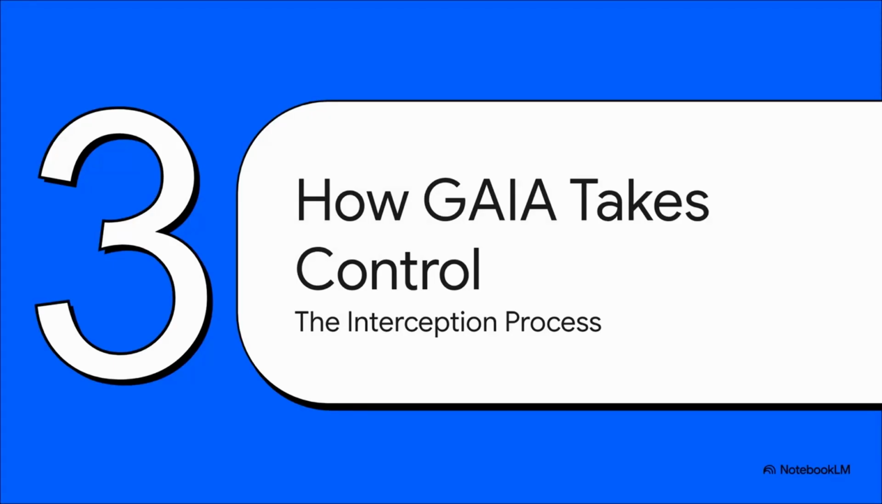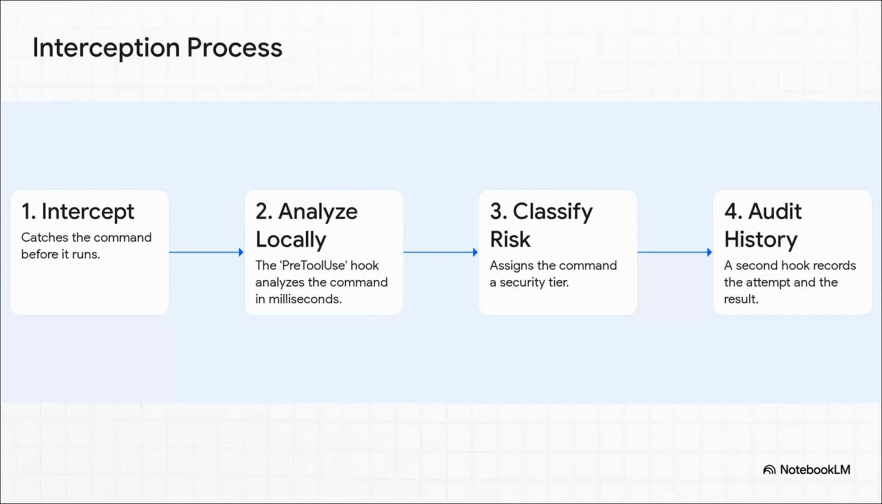Okay, so that's the scary part. How does Gaia actually solve this? Well, its whole strategy is to classify every single intended action before it gets a chance to become a real operation on your machine. Here's how it all works. The process is actually pretty brilliant in its simplicity.